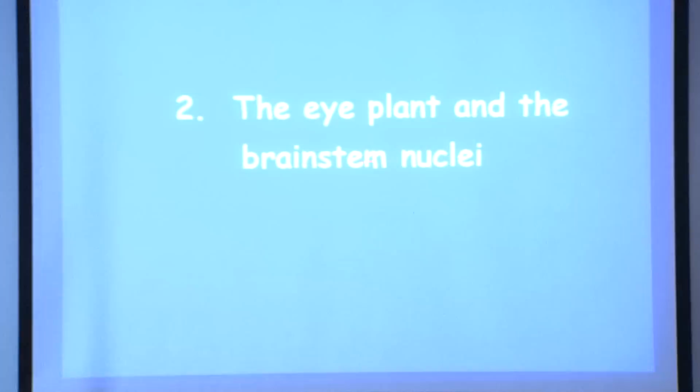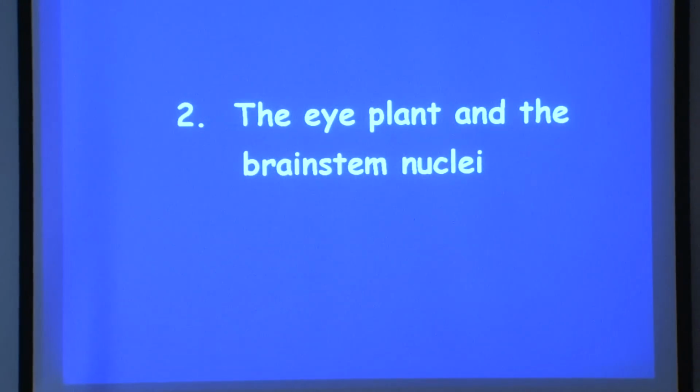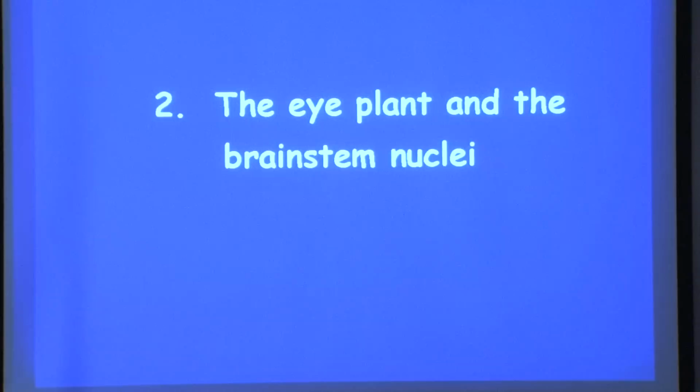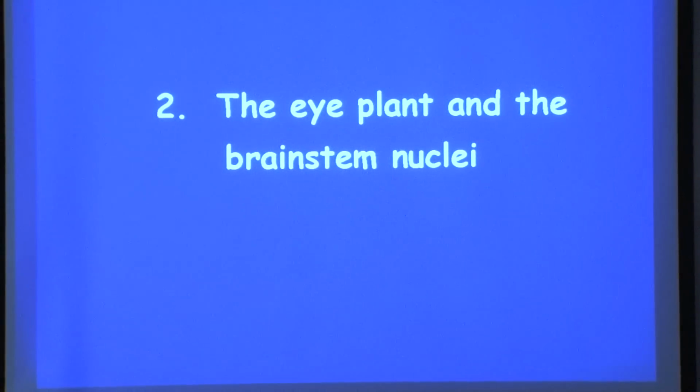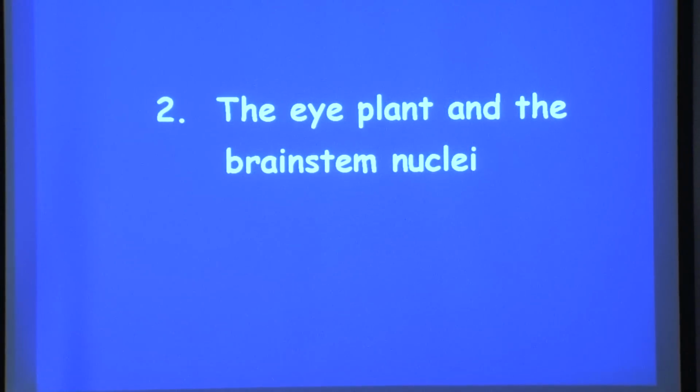All right, so now let us become more concerned with the neural mechanisms and the machinery involved in eye movement generation. We're going to refer to this as the eye plant and the brainstem nuclei, which are in the midbrain and lower portions of the brain, not in the cortex. We'll talk about the cortical factors later on.